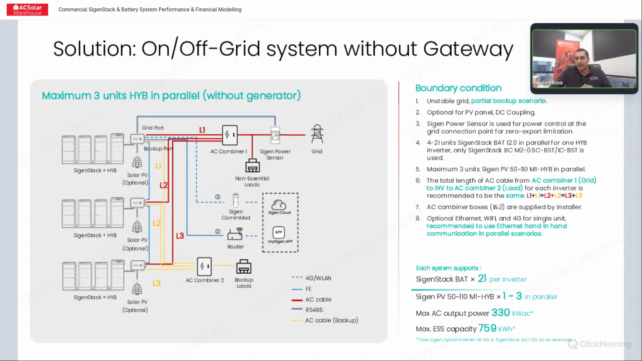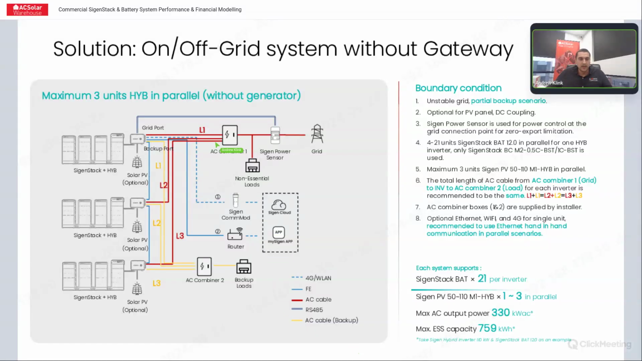But otherwise, if you do have any other requirements, such as a generator, which is probably the main one, or if you're exceeding 3 HYB inverters in parallel, then you would need to look at installing either a custom gateway through us, or potentially, when it's available, the standardized Sigenergy gateway that they may look at releasing once we've got some case studies out in the market for this product.